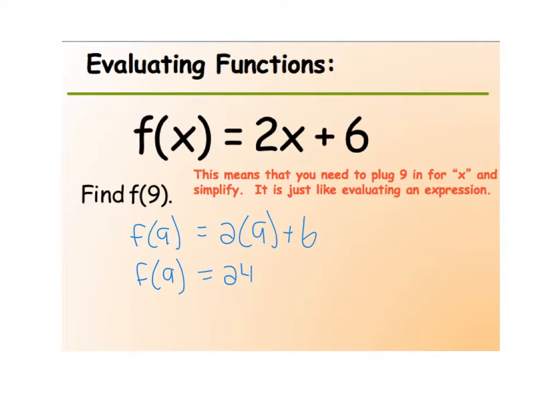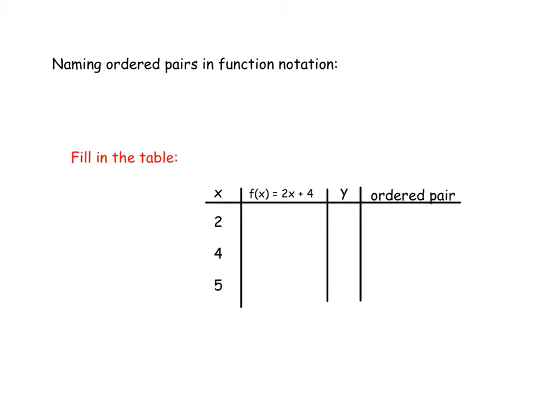So now you can actually pull out that ordered pair for the relation. When x was 9, so the input 9, the output was 24. Or the domain was 9, the range was 24. So this goes back to exactly the same table that we had earlier, except I named it using function notation.